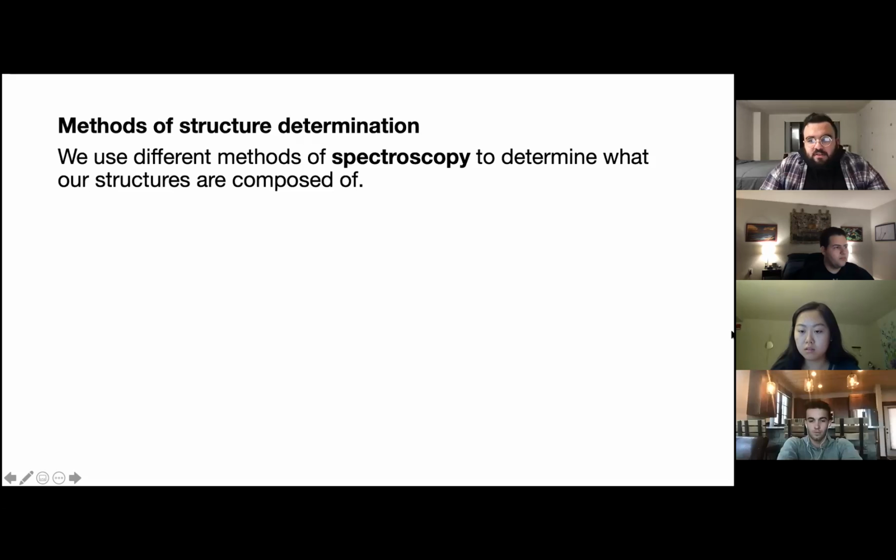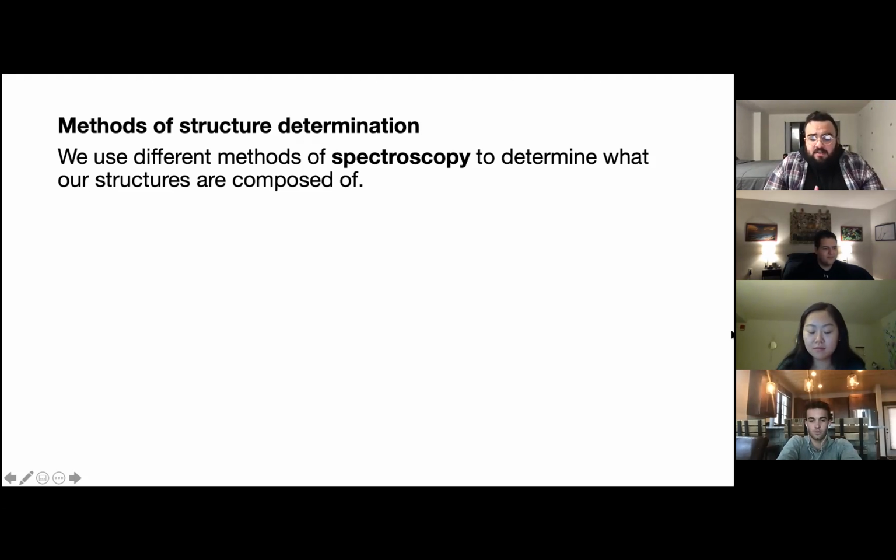So for methods of structure determination, the whole point of spectroscopy is, if you're working in a lab and you run some sort of experiment, you want to find out if the experiment actually worked. So there are many different things that you can use. Some of them are going to be a little more advanced than others. But really the main thing that you can use to determine whether or not your reaction went to completion is spectroscopy, okay?